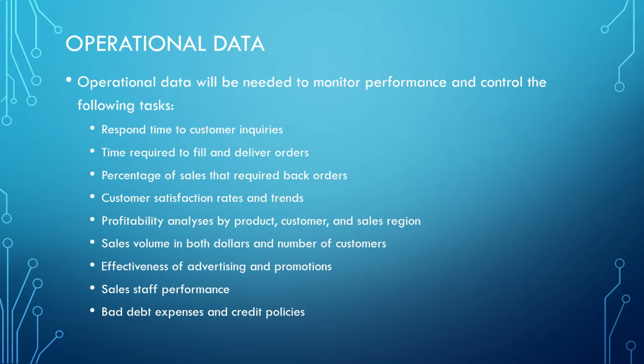Operational data will be needed to monitor performance and control the following tasks: response time to customer inquiries, time required to fill and deliver orders, percentage of sales that required back orders, customer satisfaction rates and trends, profitability analysis by product, customer, and sales region, sales volume in both dollars and number of customers, effectiveness of advertising and promotions, sales staff performance, bad debt expenses, and credit policies. Operational data can be used to measure the performance of the logistical system.